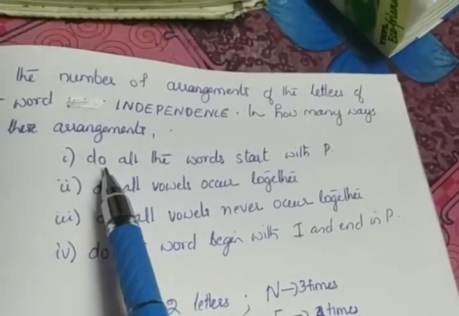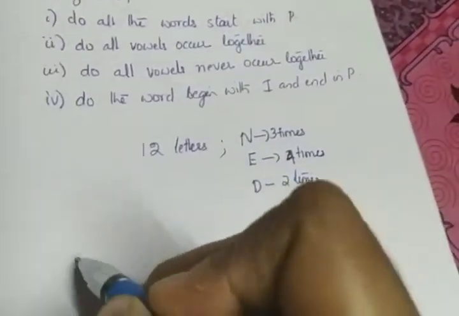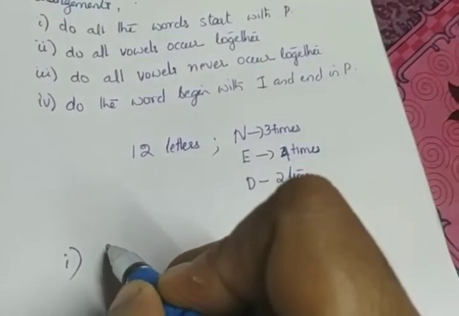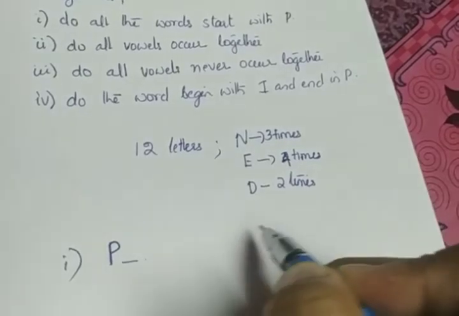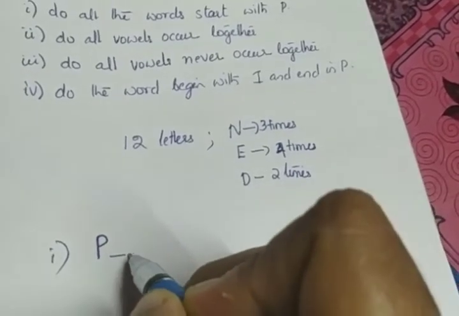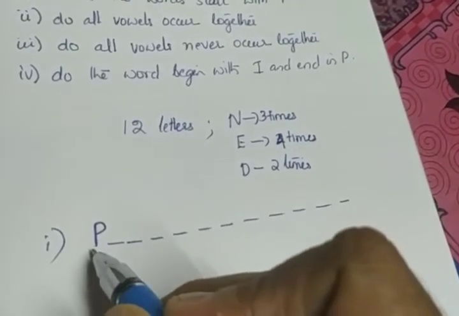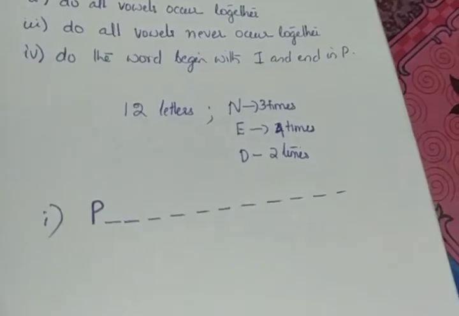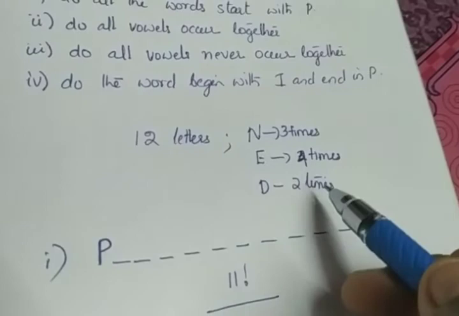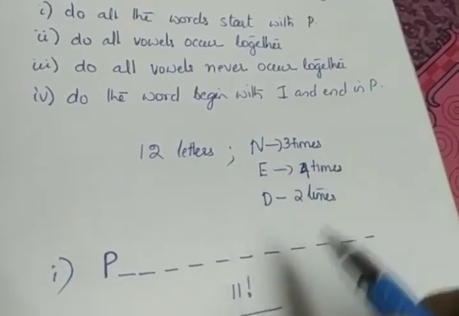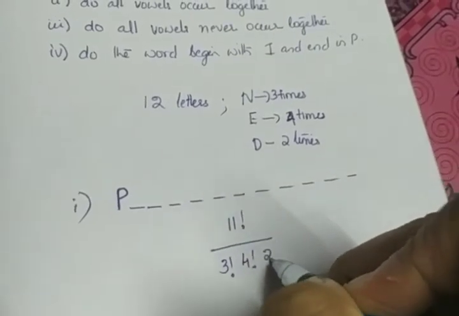And the first question is, in how many ways do all the words start with P? So altogether there are 12 letters, and there is a restriction that the first letter must be P. How many places do we have to fill? There are altogether 12 places, and 11 remain to be filled. Already P is filled, isn't it? So how many ways is it possible? It is possible in 11 factorial divided by, we have to avoid the repetition, isn't it? So avoiding the repetition, N must be avoided, so 3 factorial into 4 factorial into 2 factorial.